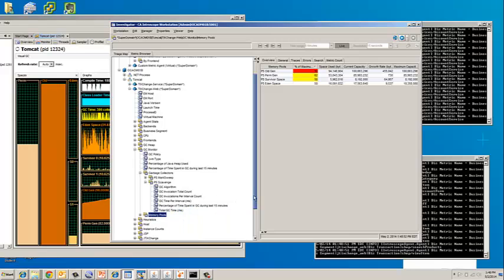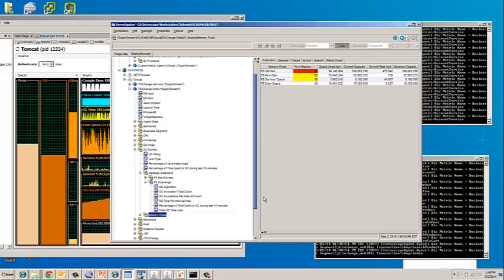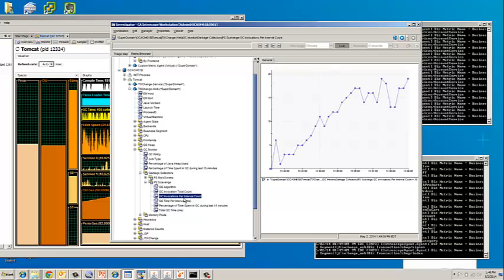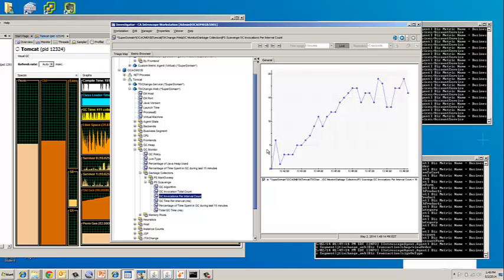And again, what is it that I want to know about a garbage collector? I want to know how often it's kicking in, and how long it's taking to perform its task. So for how often, we're going to look at the invocations per interval. And I can see that as I ramped up my test, more and more memory is being used, and therefore it's causing the collector to kick in more often.